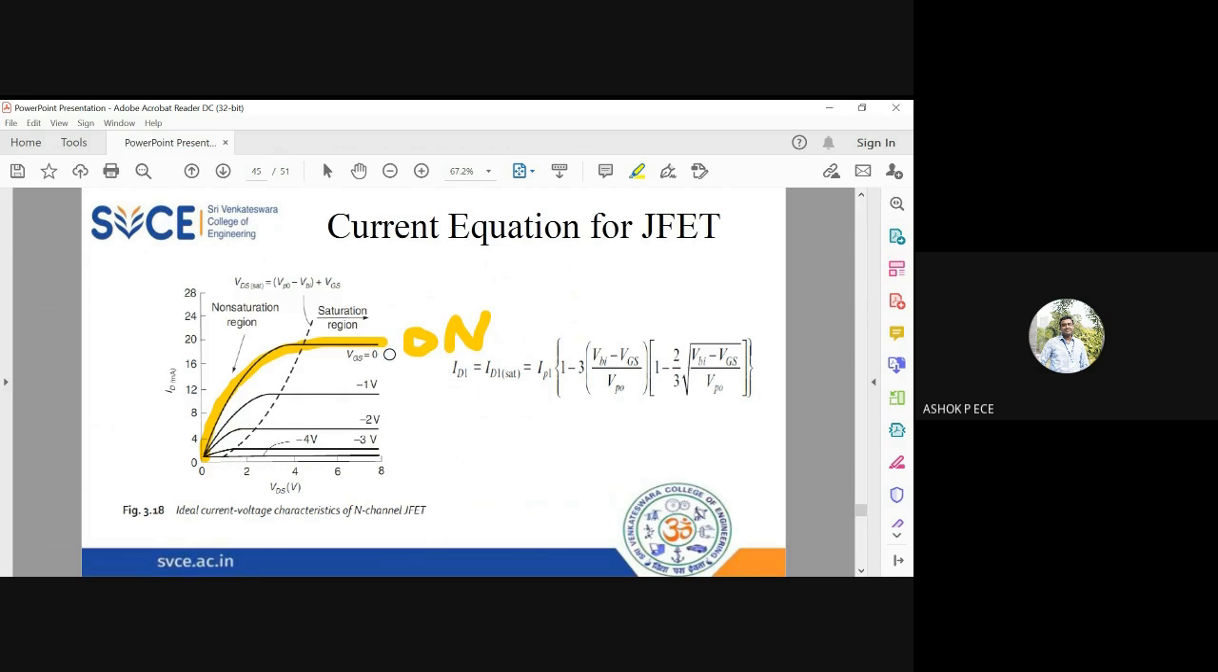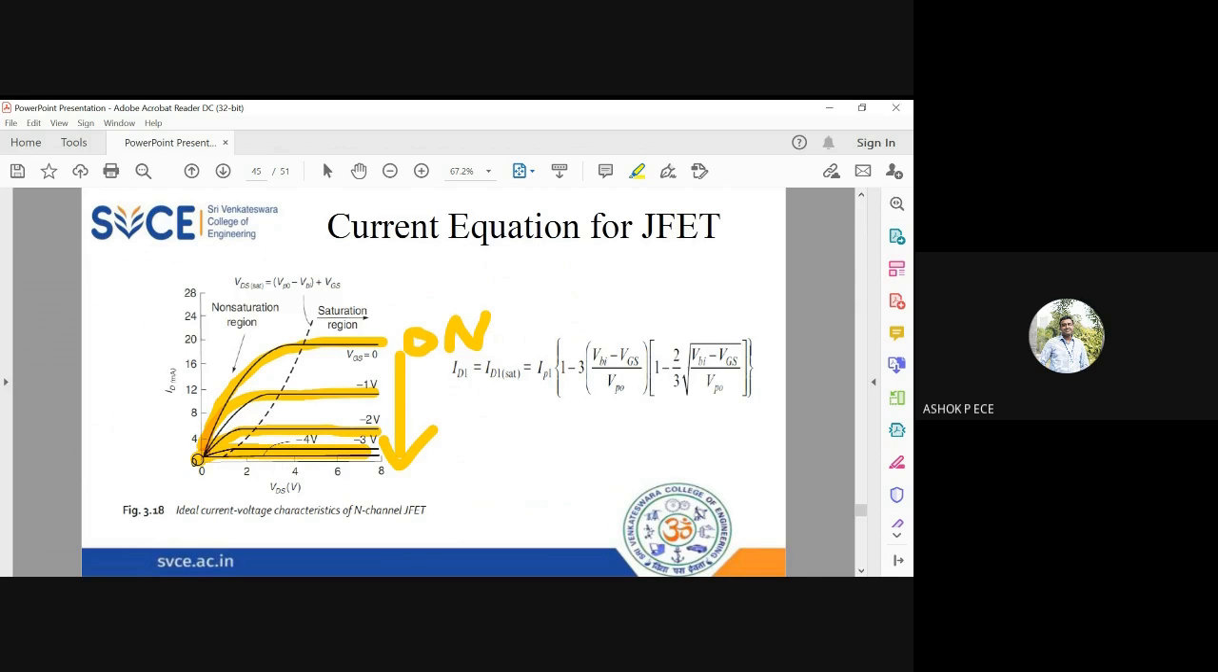As you increase the gate source voltage in negative sense, you can see the drain current starts reducing. So at -1, see here it is close to 20 milliamps, it has become 12 milliamps. -2, it has become 6 milliamps. -3, it has become 2 milliamps.